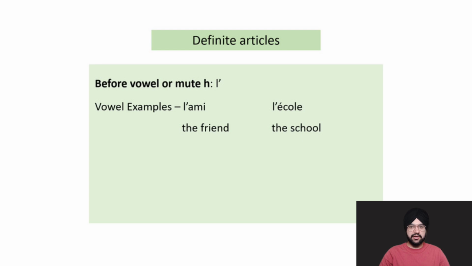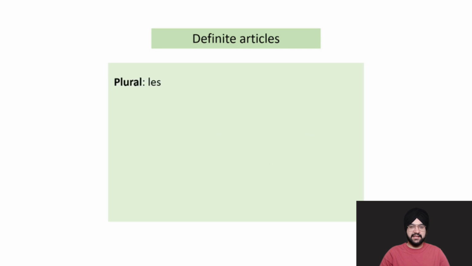Examples with mute H are l'homme. Notice H is silent and therefore the L gets connected with the O. So pronounced as l'homme, the man. Similarly, l'hôtel, the hotel.